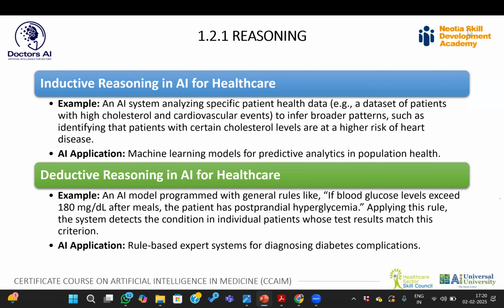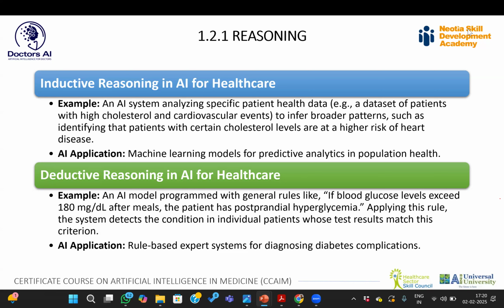So now let's take a look at, for example, inductive reasoning. It would be an AI system analyzing specific patient health data, for example, a data set of patients with high lipids and cardiovascular events, to infer the broader pattern. So that gives you pattern recognition, right? And then it identifies that patients with a certain cholesterol level are at a high risk of heart disease. So what you're trying to do here is make the system intelligent such that it can pick up clusters of those patients who have coexistent high cholesterol and a high prevalence of heart disease. So that is where you are training the AI tool or the AI model to have inductive reasoning.